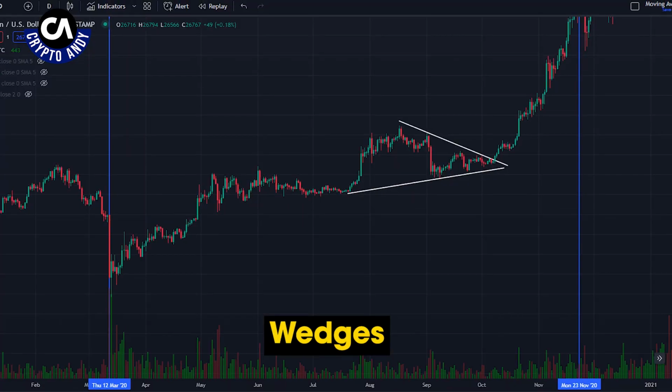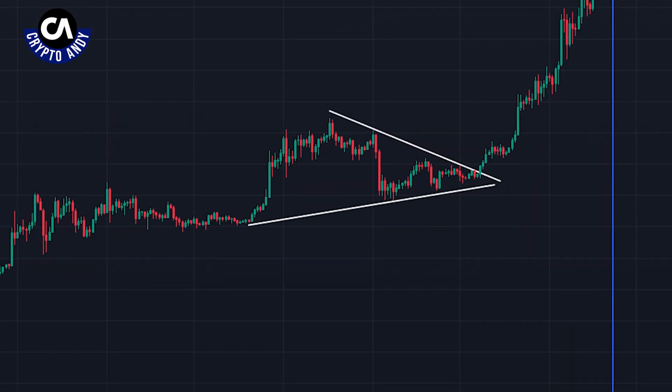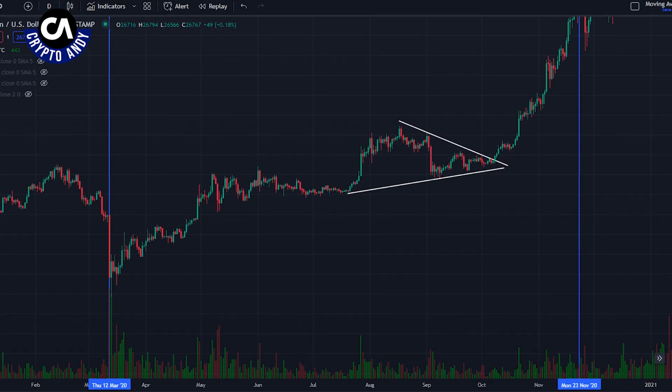Wedges are patterns that are characterized by converging trend lines where prices move within a narrow range. There are two types, rising wedges and falling wedges. Something that is seen when wedges play out are breakouts. Those breakouts can lead to significant price movements. In the lead up from March 2020 to the massive boom in November 2020, we saw there was a wedge forming in BTC and it broke up to the upside, indicating that there were more forward actions to come.